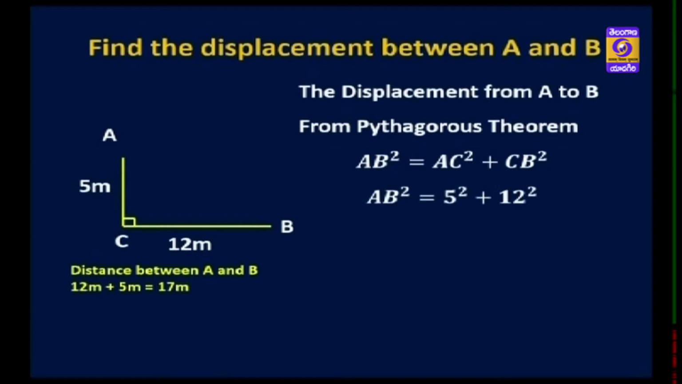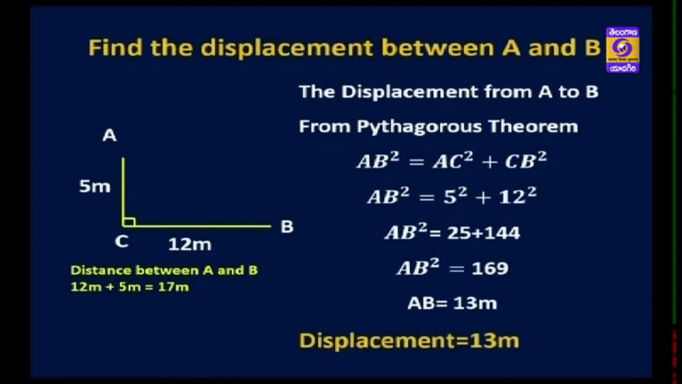By substituting the values, we get AB square equal to AC square plus CB square. AB square is equal to 25 plus 144, which comes out to be 169, and AB is equal to 13 meters. So the displacement from A to B is 13 meters. If you compare, distance is 17 meters whereas displacement is 13 meters. The displacement is the shortest distance between the starting and the final point.